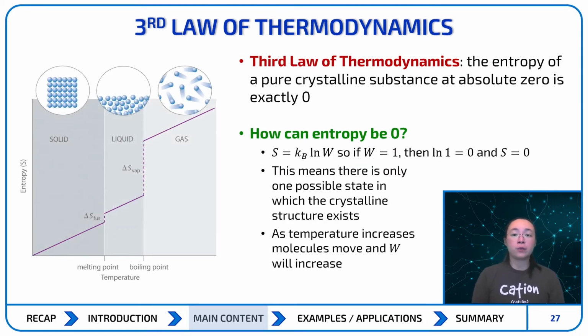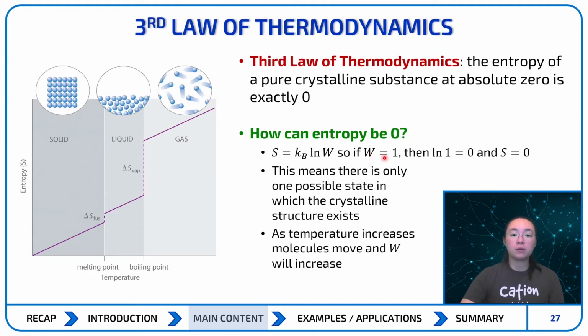So then the last law of thermodynamics, the third law, states that the entropy of a pure crystalline substance at absolute zero is exactly zero. So why can this be? At absolute zero, we assume that everything is still. We know that entropy is defined as Kb ln W. So if you have a pure crystalline substance at absolute zero, it really should have only one possible structure. And if it only has one possible structure, it means that it only has a multiplicity or a disorder of 1. That means there's only one state that's possible.